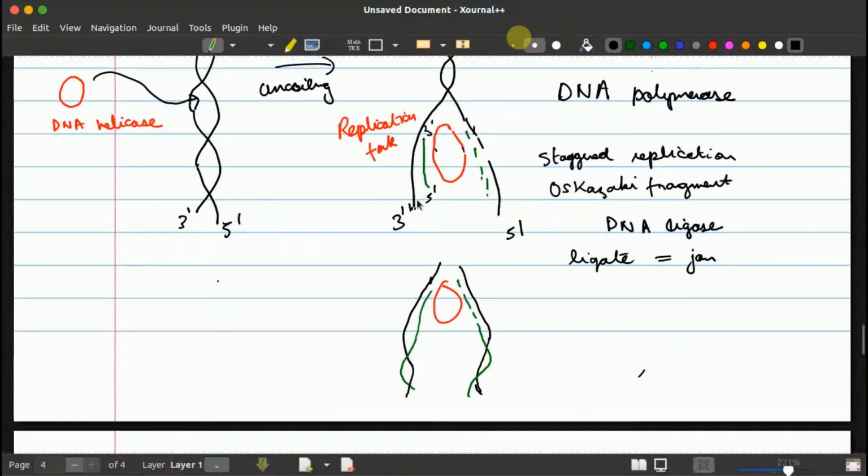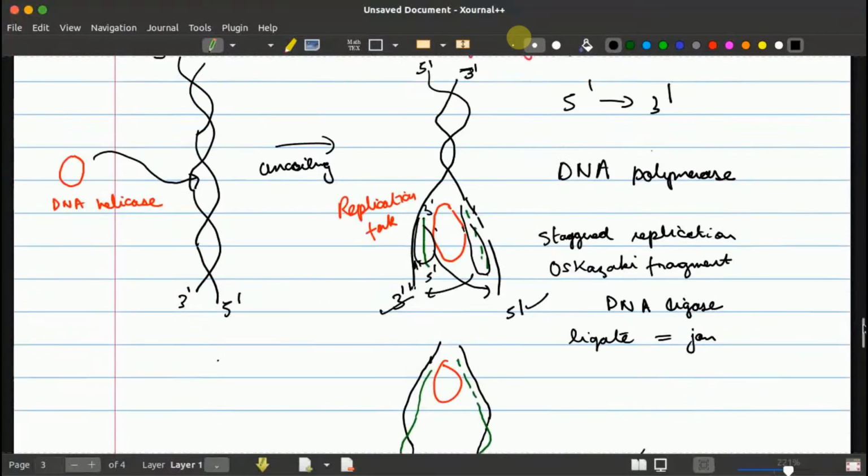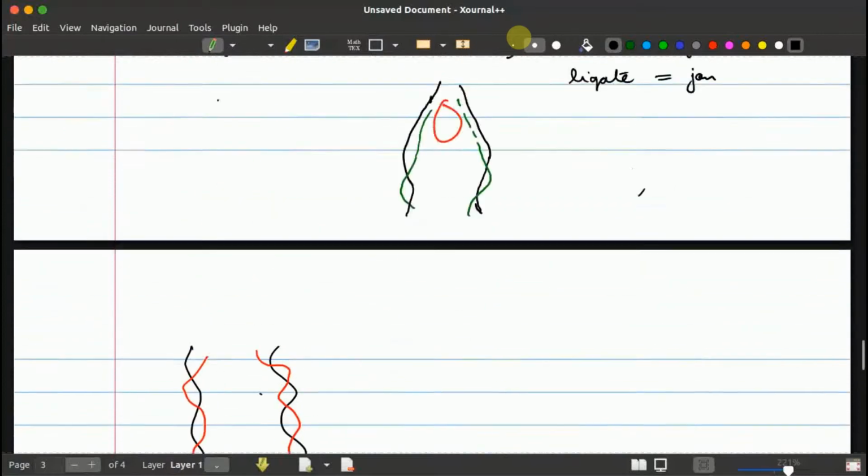There will be base complementarity formed between new and old. So where there was A here, there is T here. In other words, what is being formed is exactly the same as this strand. This strand is the same as this strand. Essentially, you end up getting 2 copies of the DNA.